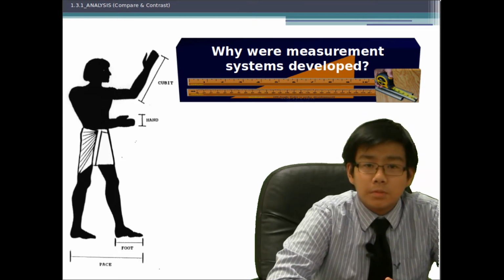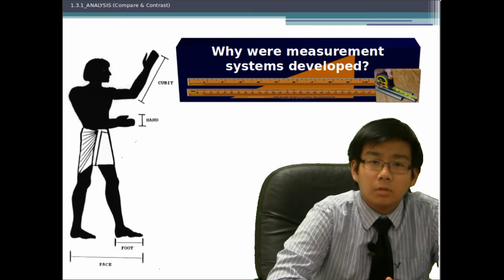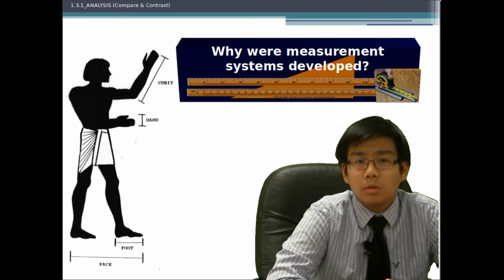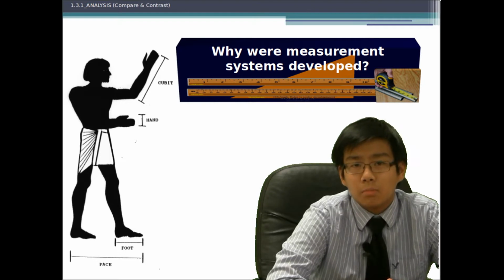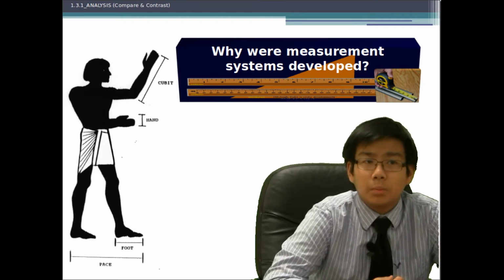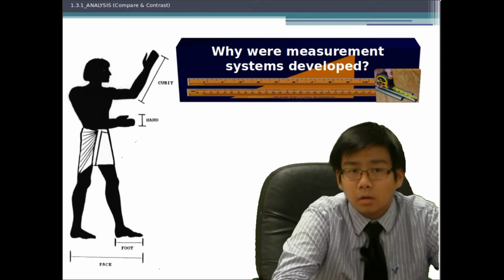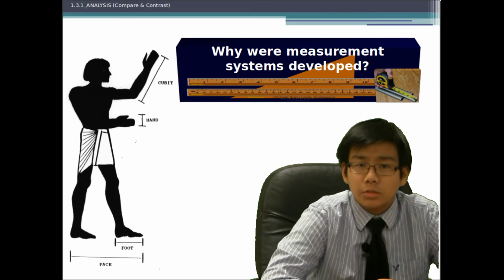Well, the first thing people ask me is, why were measurement systems developed? In ancient times, there would always be a question about how long or how big the object was. Measurement was based on a person's perspective because some people had short arms, some people had long arms, whereas now there are tools to aid you.